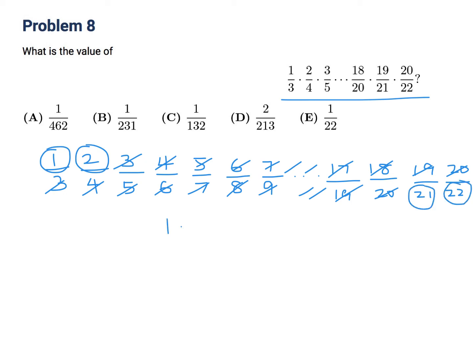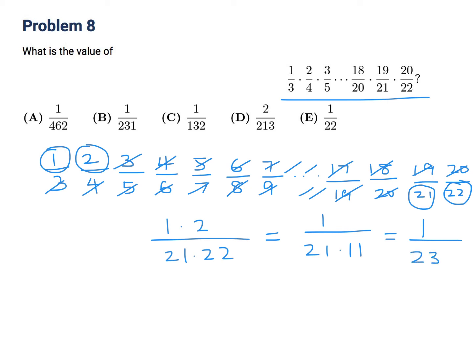So they will be 1 times 2 over 21 times 22. And then this is 1 over 21 times 11. And then that's just what? 210 plus 21, 231. Yeah, 231. And that's it. So that's pretty cool, right? So number 8 is B.